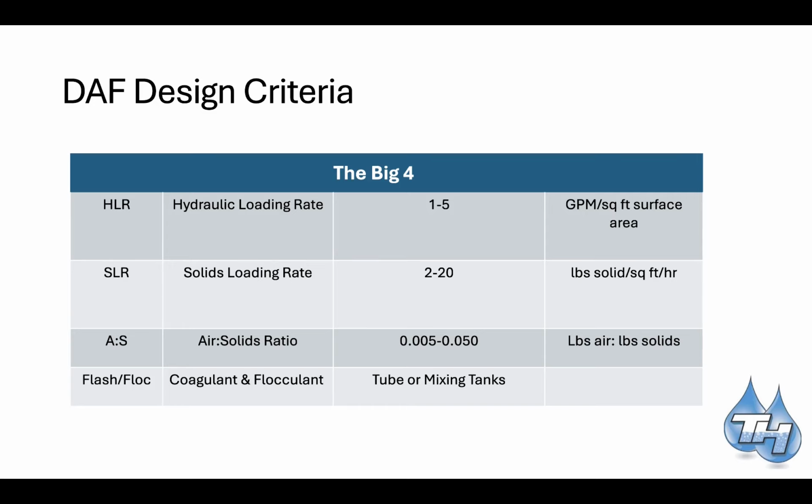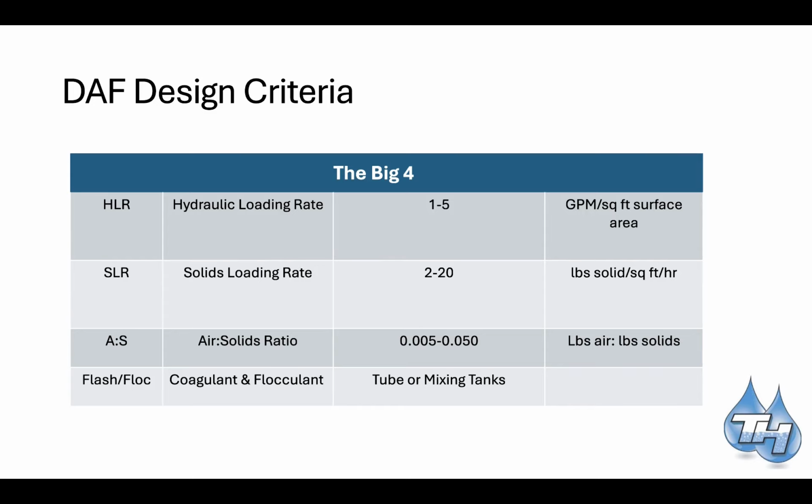And this is, basically speaking, how much solids, what percent solids are coming in with that water that's coming in as well. And so, typically, we like to see between 2 and 20 pounds of solid per square foot of surface area per hour. So if we have, for example, a high solids loading rate, somewhere in the range of 15 to 20, then we would want to have an HLR slightly smaller. We would want to have more surface area.